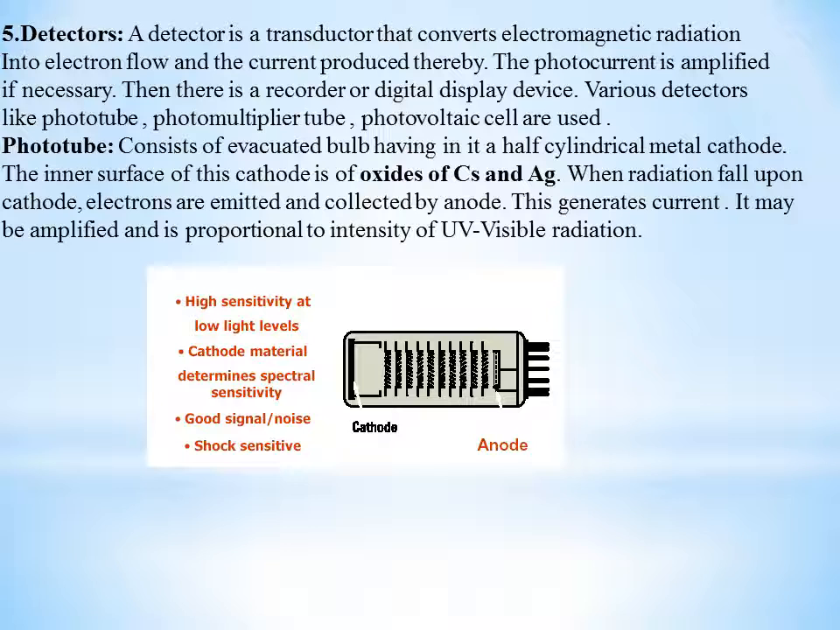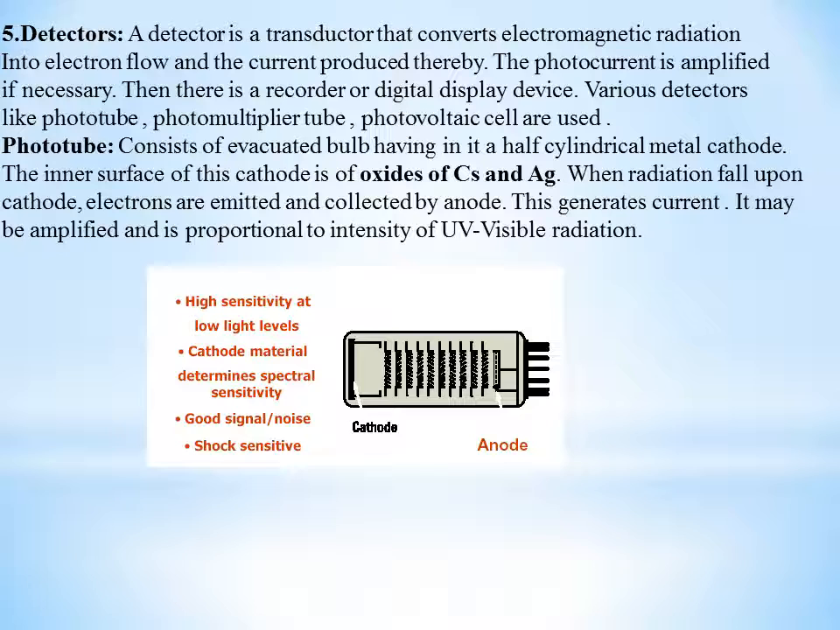A detector is a transducer that converts electromagnetic radiation first into electron flow and then into current produced thereby. First of all, electromagnetic radiation falls on the photodetector. It converts that into electron flow, that is current, and this current is recorded. If that current is minor, then we have to amplify it. If necessary, it can be amplified. So the detector also contains an amplifier. Then there is a recorder or digital display device.